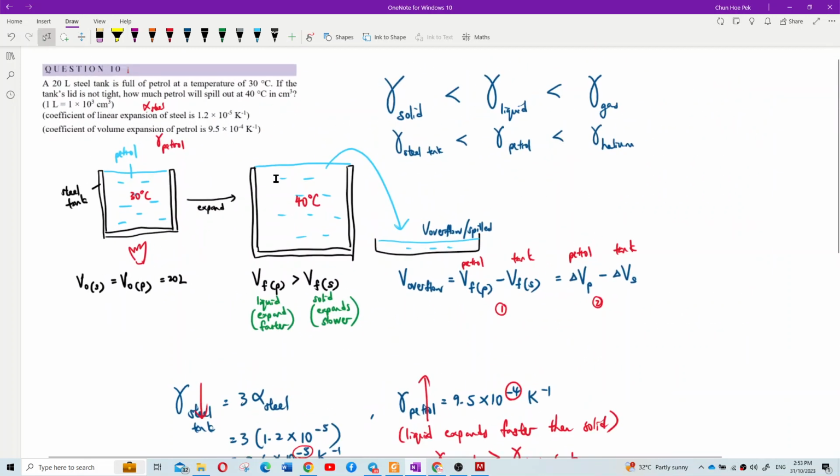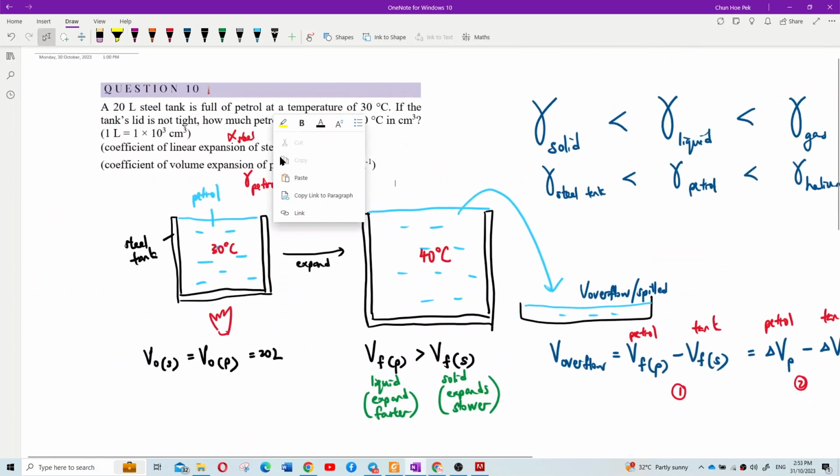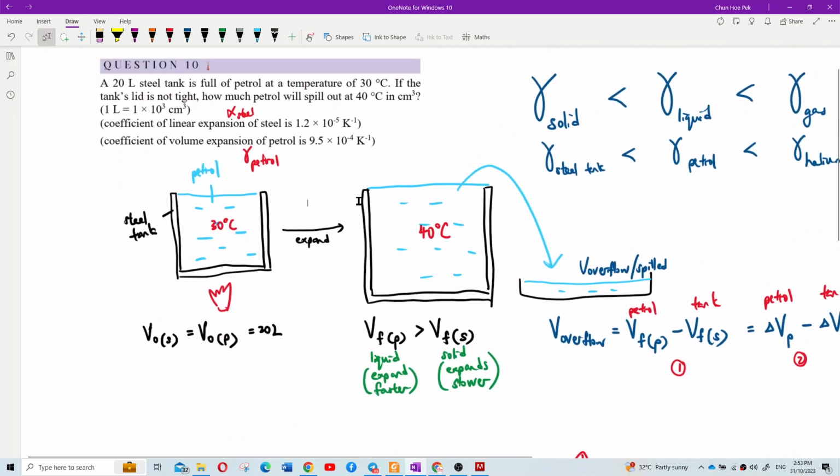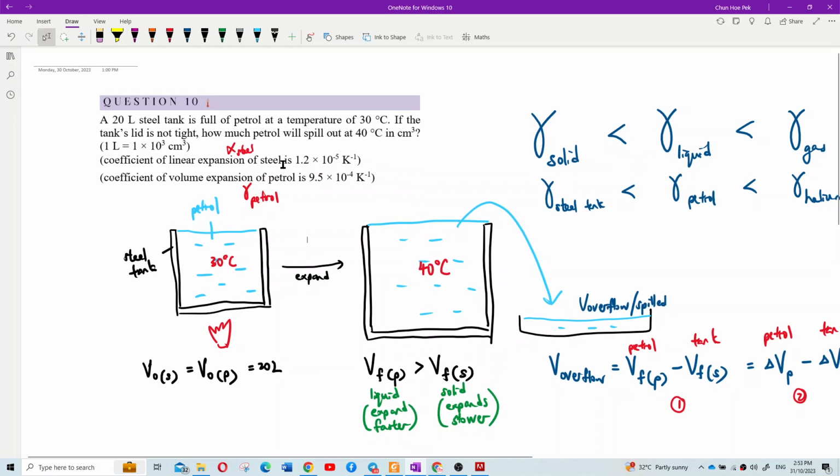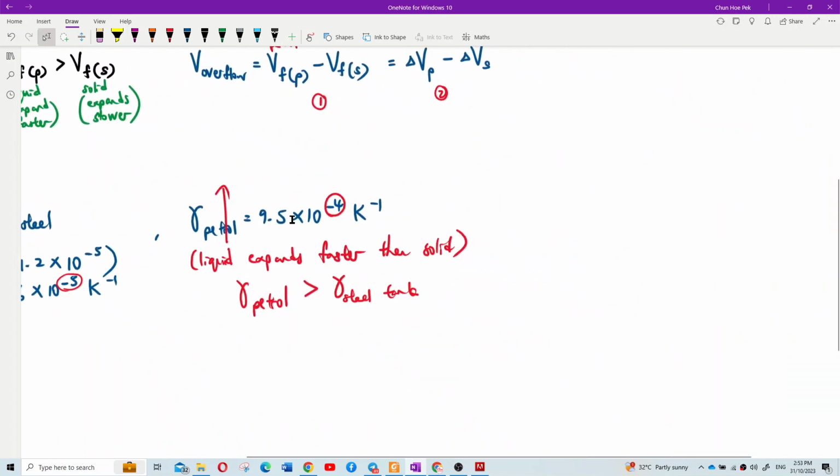And class, why does the steel tank have an alpha value? Why does petrol not have an alpha value? Why doesn't he give you petrol in linear expansion? Why does he give you petrol only in gamma, only in volume expansion? Have you asked this question before? Why can steel be given in linear, but petrol cannot? Why must petrol be in volume only? Think, class, think.